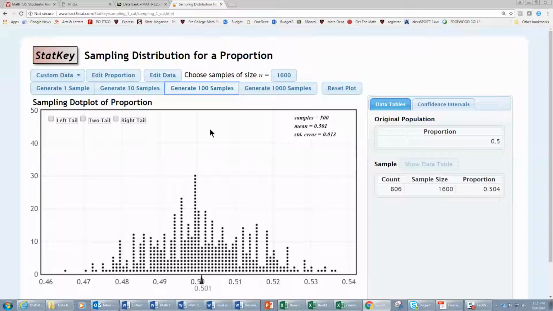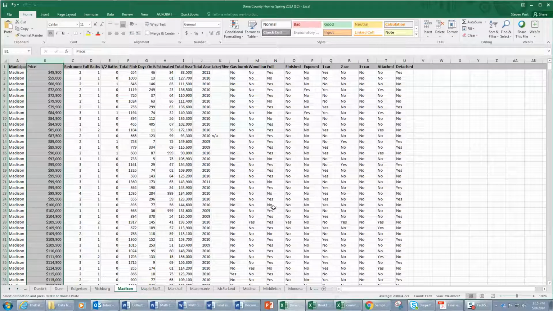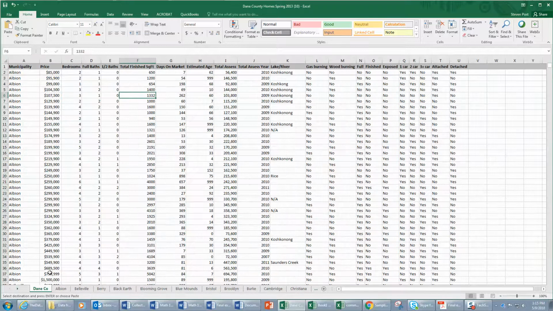Now what if we're talking about means instead? What happens to sample means? Well, let's look at our Dane County homes data, and let's just look at what happens when we look at the whole data set. So that's Dane County all at once.